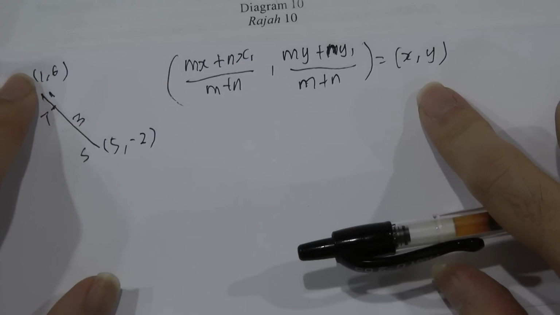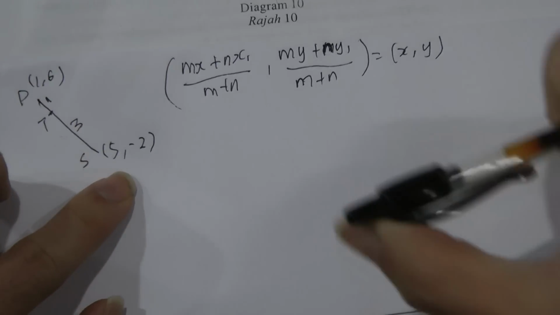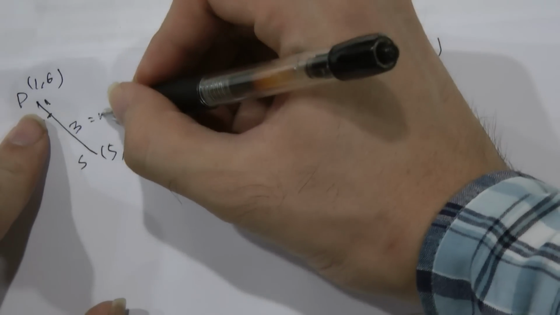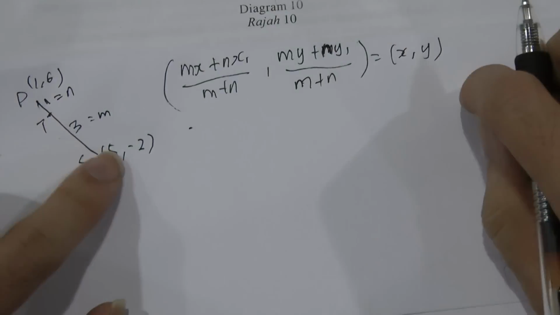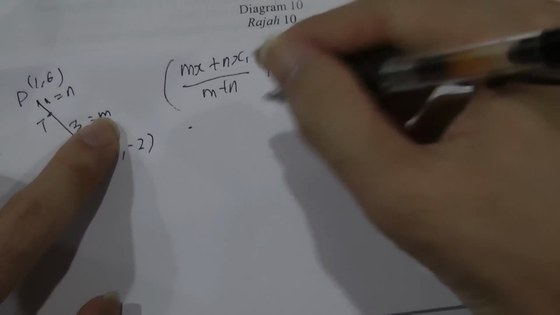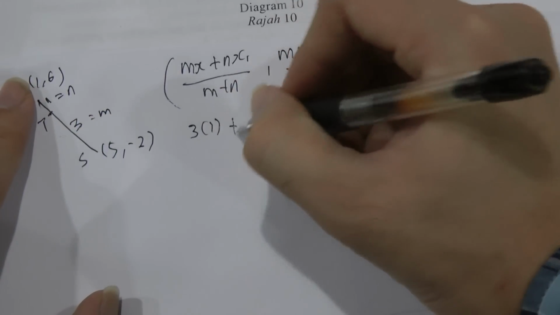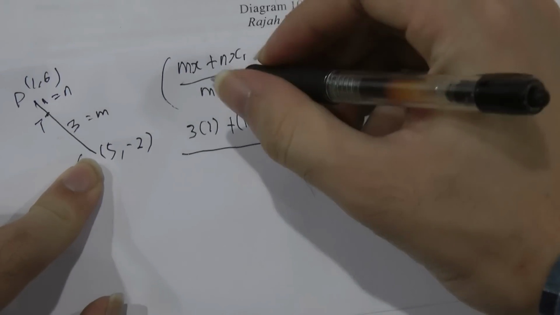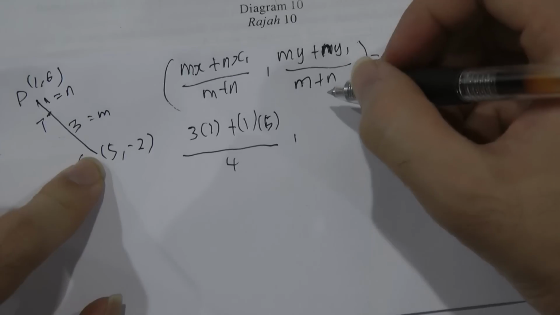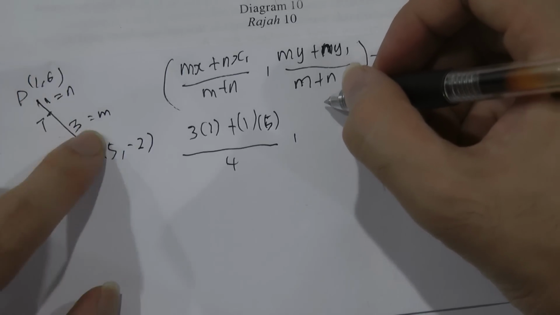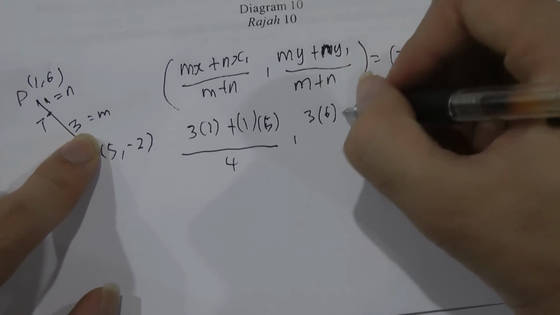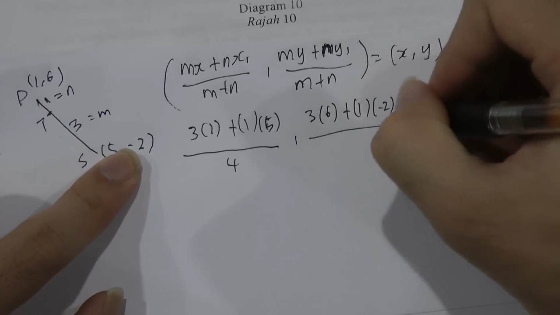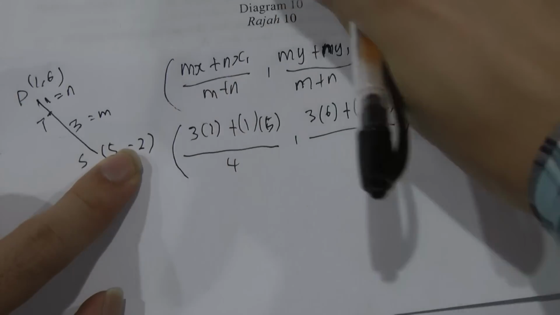You multiply 3 by the further one, and then 1 by the nearer one. So it's very simple. So m is 3. Let m equal 3 and n equal 1. So I just multiply x to x. So m is 3, 3 times 5 plus n is 1, 1 times 1, divided by 3 plus 1, which is 4. The y is the same thing: 3 times the further one, 3 times negative 2 plus n is 1, 1 times 6, divided by 4. Then I can get coordinate T.